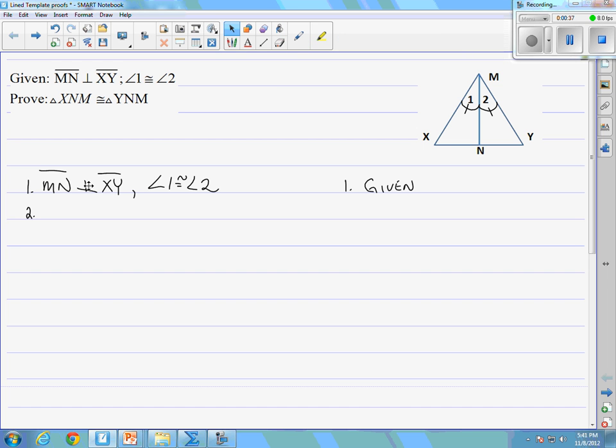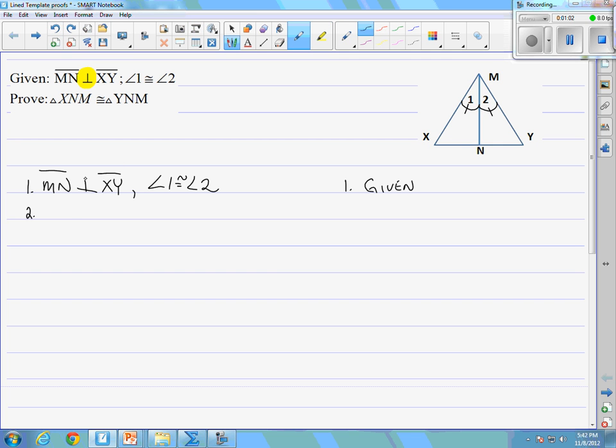Second thing you want to do is look at the vocabulary words that are in your given. The only vocabulary word we get here is perpendicular. So think about what perpendicular gives us. Perpendicular gives you right angles. So I need to state which angles are right angles. So if line MN is perpendicular to XY, my right angles are going to show up right here and right there. So I name those right angles.